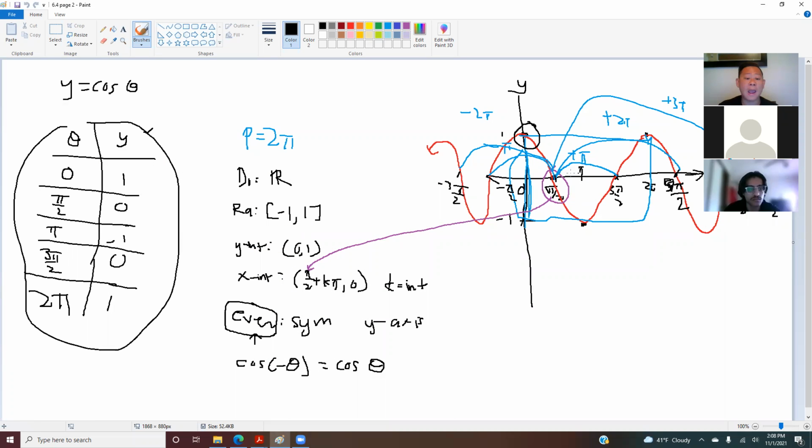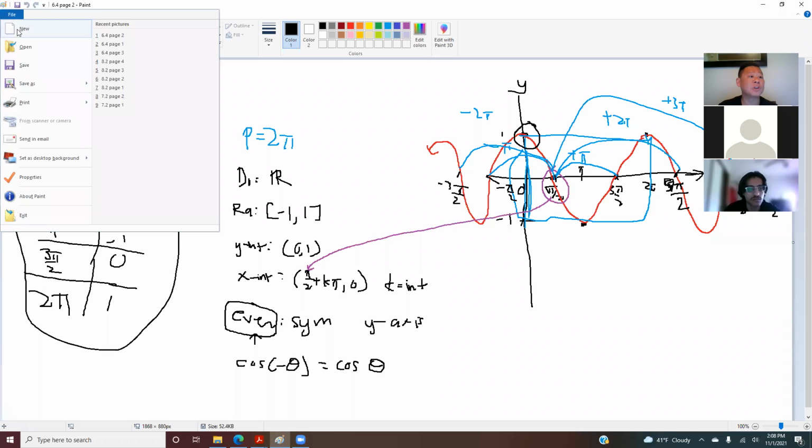And you graph it. The period for both sine and cosine is 2 pi. The domain is all real numbers. The range is -1 to 1. The y-intercept is 0, 1. The x-intercept is pi over 2 plus k pi, 0. And this is an even function, which is symmetric to the y-axis. So this is the basic sine and cosine graph. Okay, so this is without any transformation.